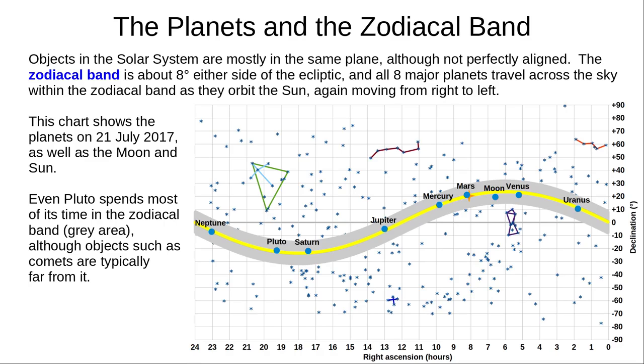Other objects in the solar system move roughly in the same plane, although not perfectly. The zodiacal band is a region, shown here in grey, 8 degrees either side of the ecliptic. All 8 major planets move within this band, from right to left, as we and they orbit the Sun, as you can see here with locations from the 21st of July 2017. Even the dwarf planet Pluto spends most of its time in the zodiacal band. Only some small objects like comets deviate much from this region.